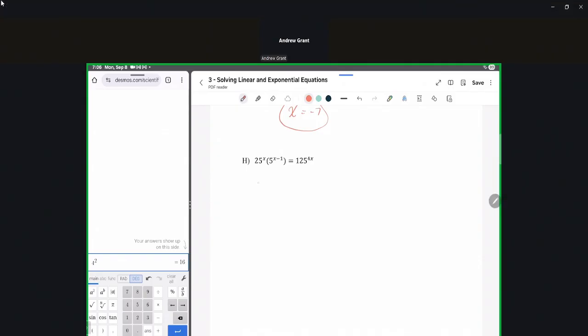So 25 to the power of x is the same thing as 5 to the power of 2, all to the power of x. 5 to the power of x minus 1 looks okay, so we'll just write that down.